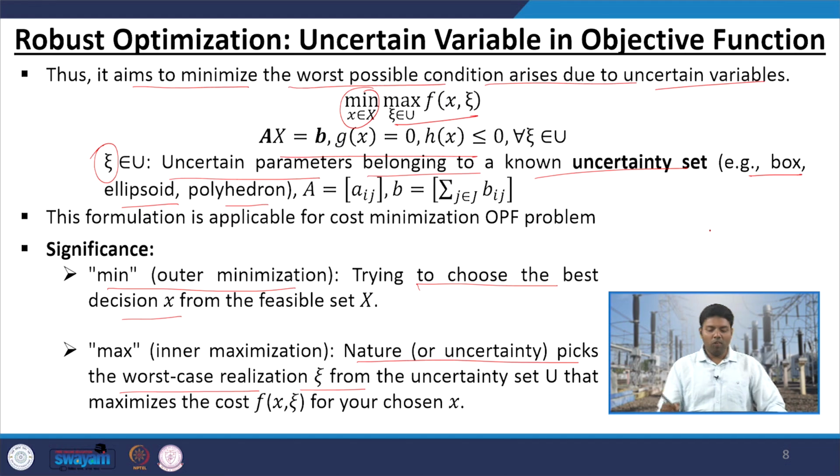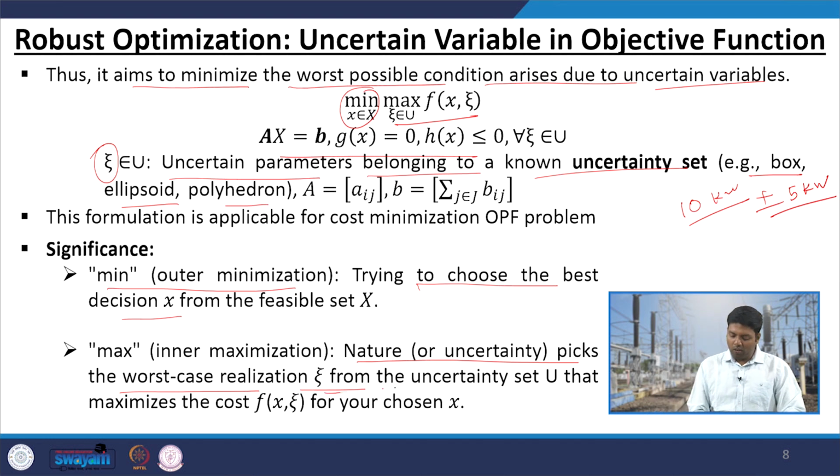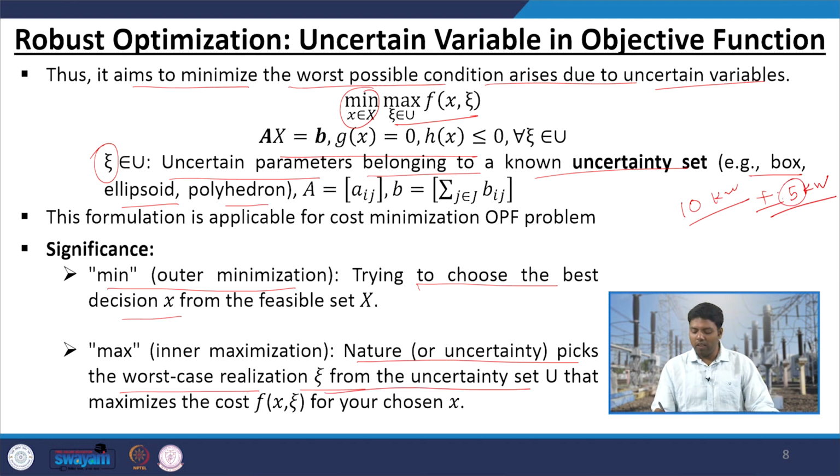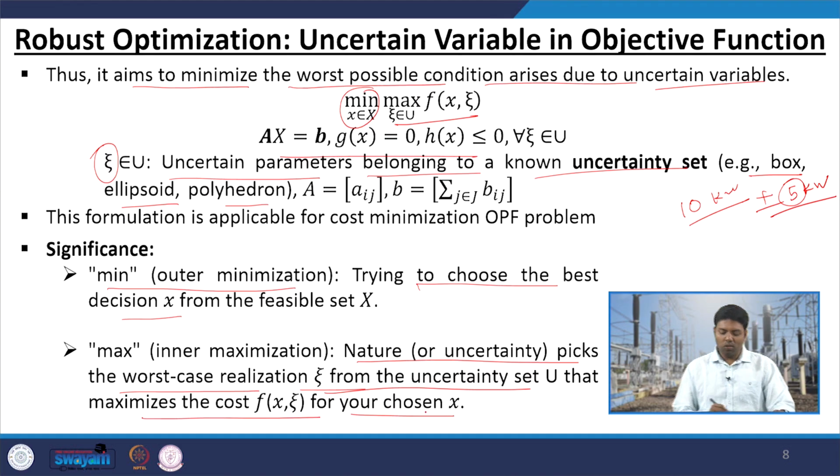That means, if you are considering that your solar generation is varying from, let us say, 10 kilowatt, and it can take a maximum perturbation of, let us say, plus minus 5 kilowatt, then what will happen? This zeta will be an uncertain event, and within this 5 kilowatt flexible limit, it can take any value. So, that will maximize the value of your objective function by taking the entire range and finding out where you will get the worst case scenario.